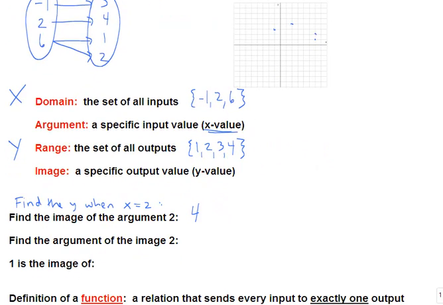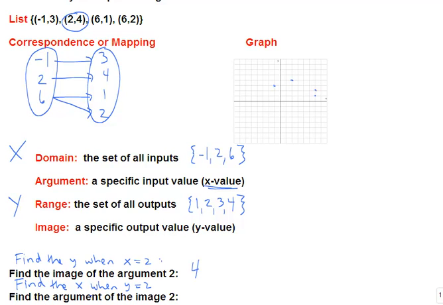Okay, if we try another example, find the argument of the image 2. So this time we want the image to be 2, and we're looking for the argument. If we think of this in terms of x's and y's instead, this is saying find the argument x when the image y is 2. So now if we go back to our ordered pairs, which ordered pair has a y value equal to 2? If you look at all your y values, this is the one where y is 2. What's the x when y is 2? The x is 6. So the argument would be 6.